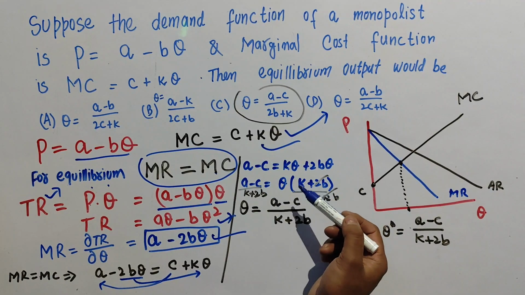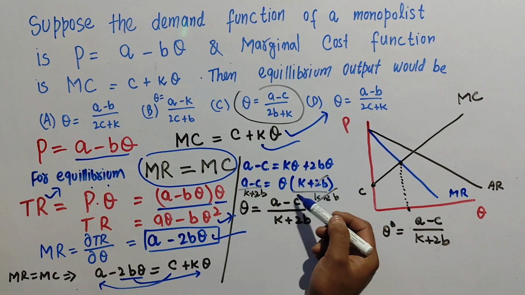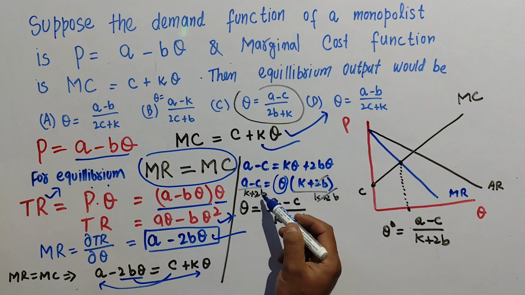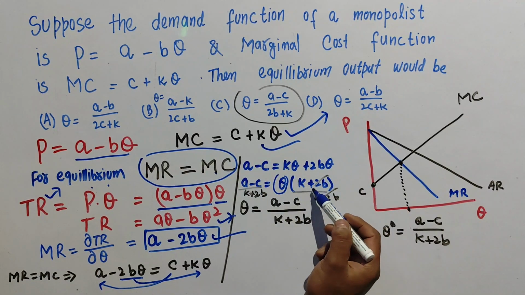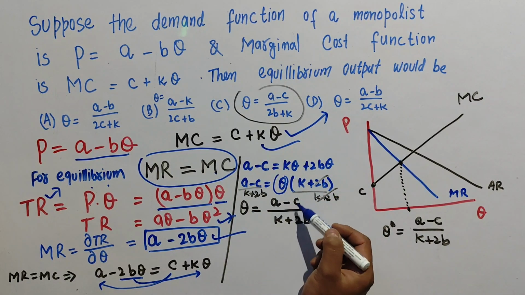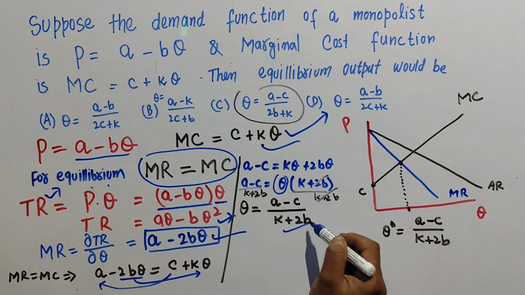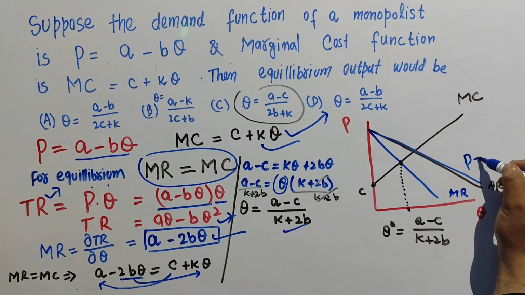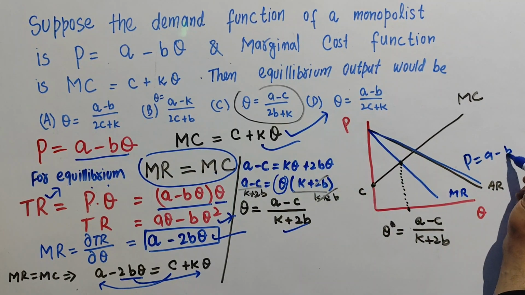On the right hand side, we factor out Q. So A − C = Q(K + 2B). Dividing both sides by K + 2B, we get Q = (A − C)/(K + 2B). But here you can see this is our average revenue function, that is P = A − BQ.